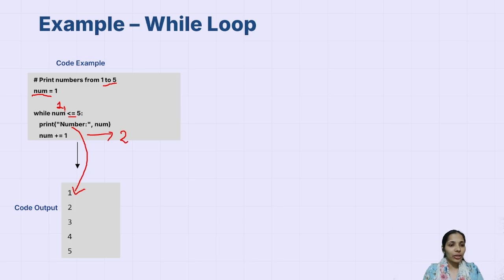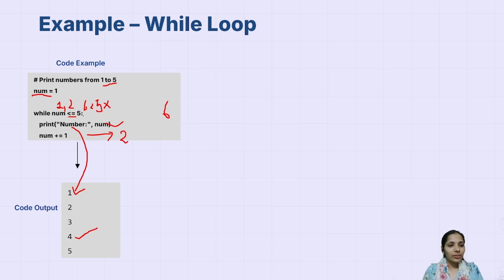Now the num value is 2. Again the condition is checked. Is 2 less than or equal to 5? Yes, it is going to print. So on, it will print the first four numbers, and when the value of num becomes 5, is 5 less than or equal to 5? Yes, and it will print. Later, when the value of num increases to 6, is 6 less than or equal to 5? That is wrong.